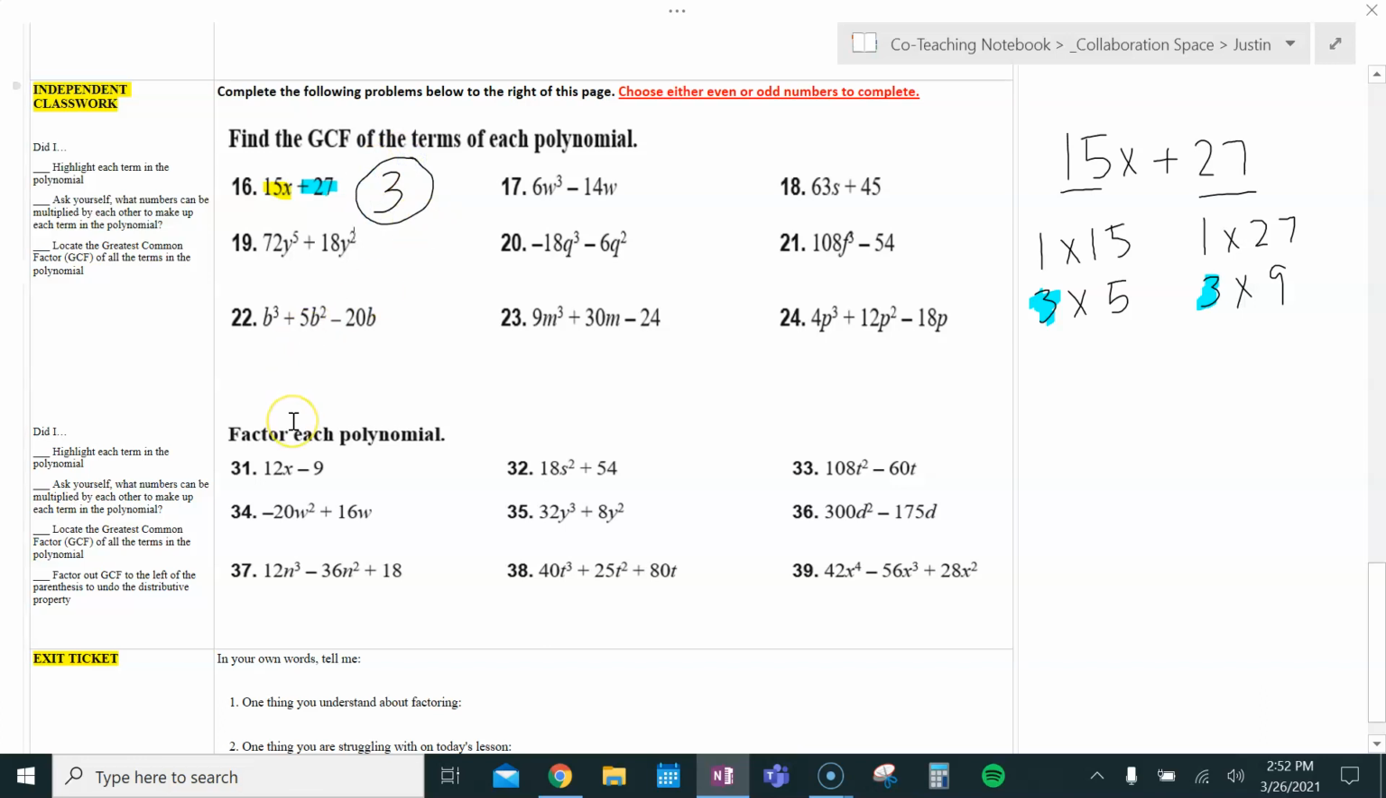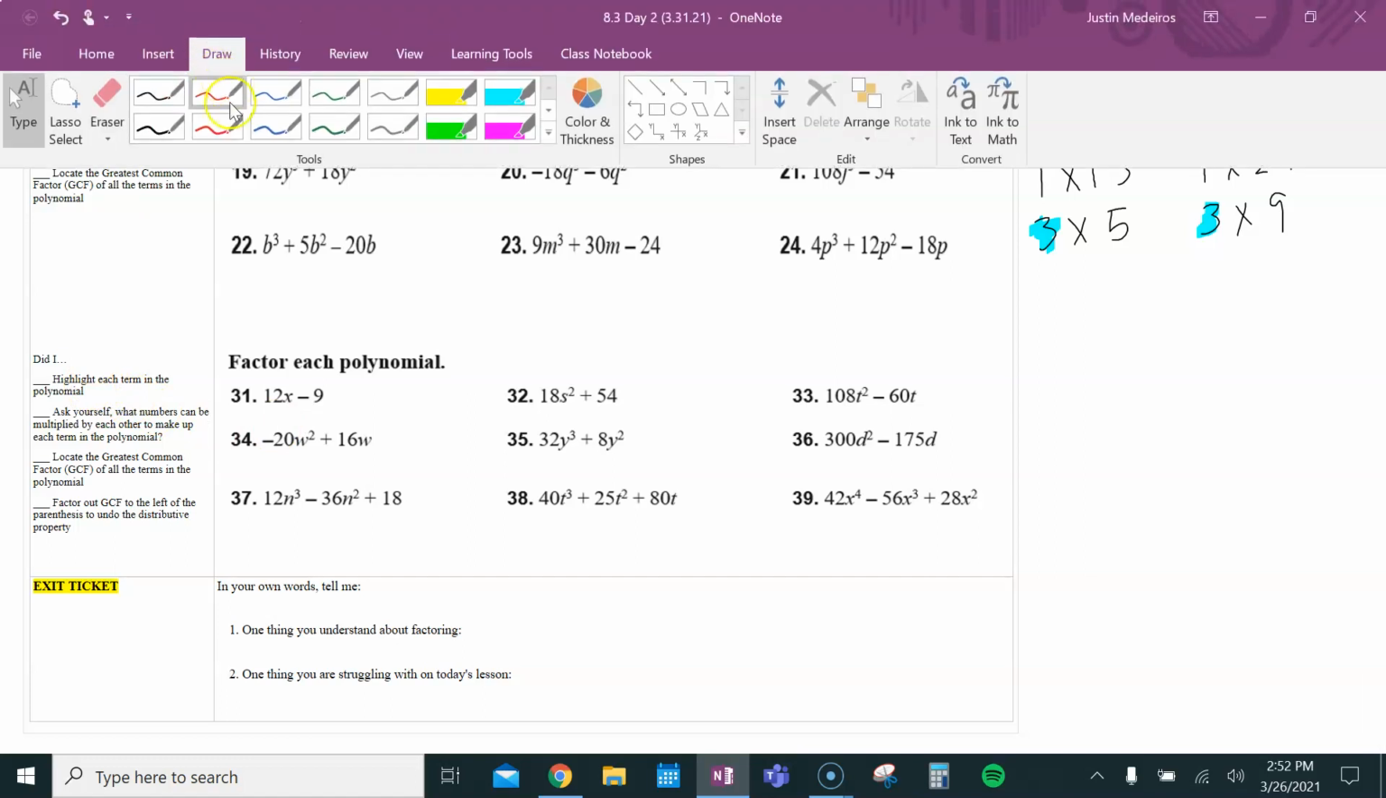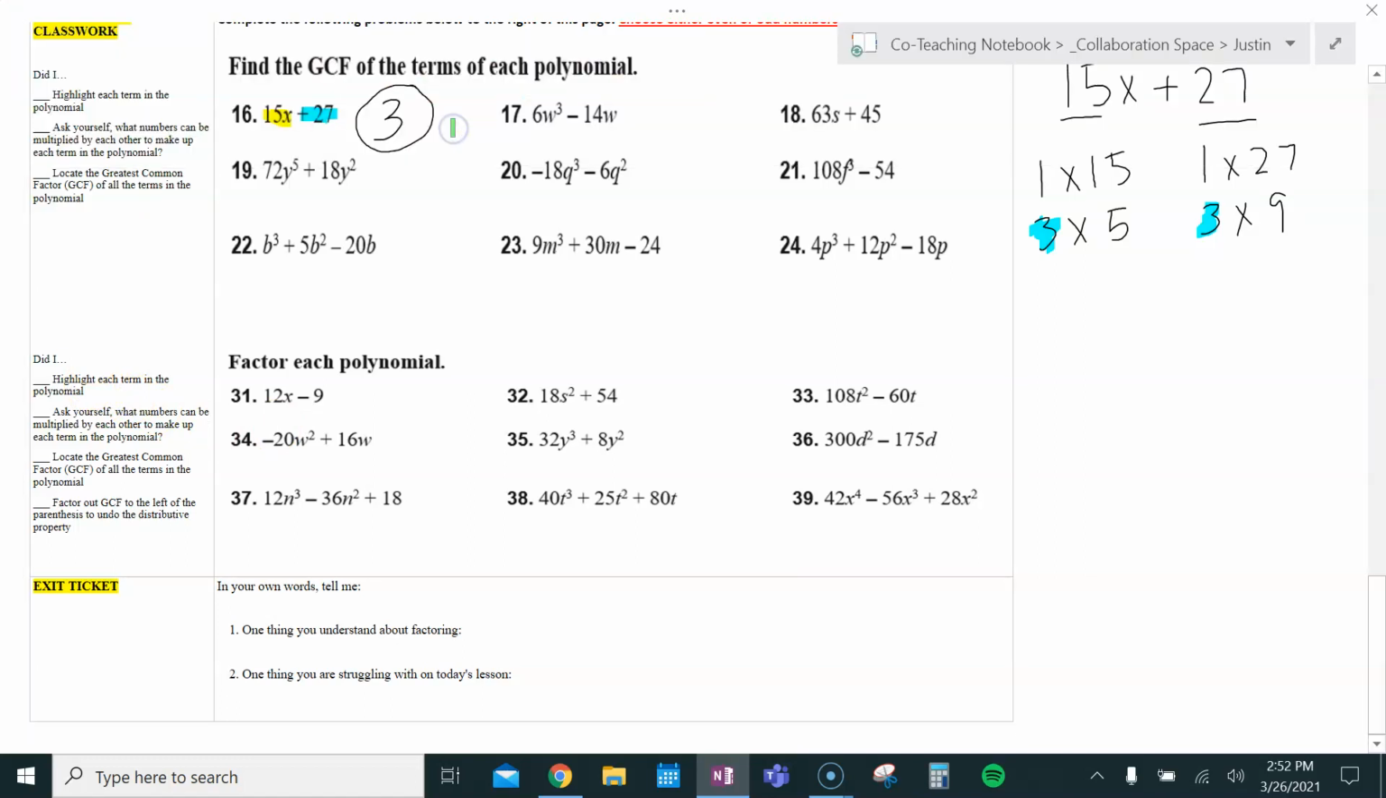Alright, for the second part, we're going to factor each polynomial. Again, the first thing we want to do is highlight each term. So I'm going to take my green now, I'm going to highlight the 12x, and I'm going to also highlight the negative 9 in purple.